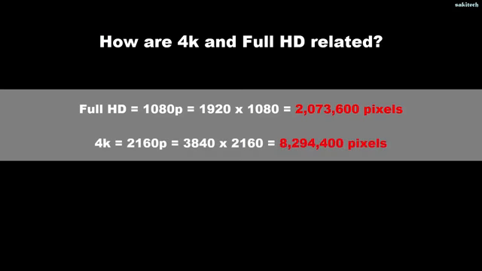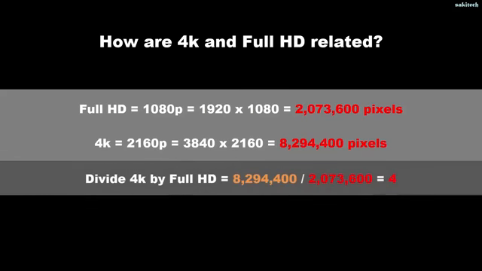1080p is 1920 by 1080. So let's multiply those numbers, and what we do get is 2,073,600 pixels. Now if you take 4K, that is 3840 by 2160, and if you multiply those numbers, you get 8,294,400 pixels. Divide the two and you get the number 4. So it all makes sense.